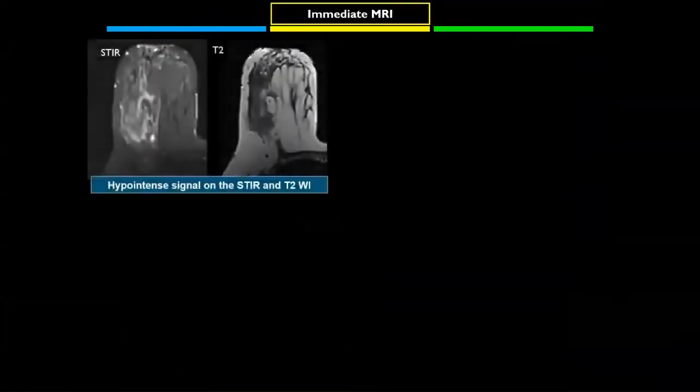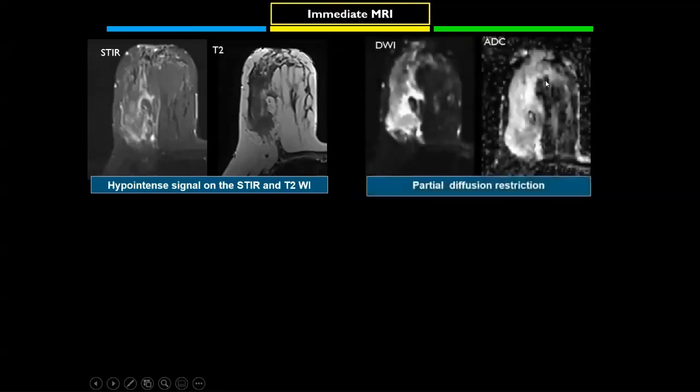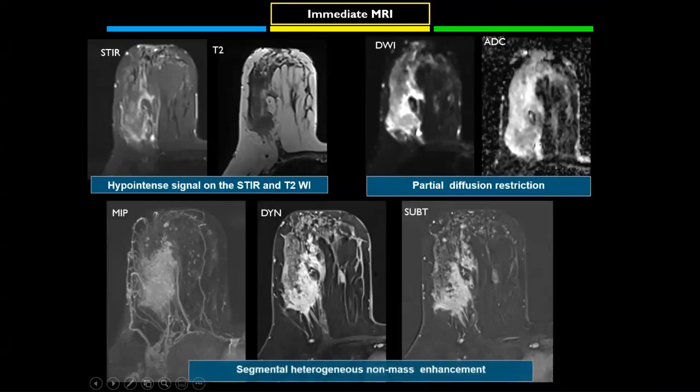She was immediately sent for an MRI examination because it was thought that she had a malignant mass lesion. The MRI showed a segmental area which showed a hypointense signal on both the STIR and the T2 weighted image. And this was a diffusion weighted image, which showed partial diffusion restriction. And when we injected the contrast, there was clumped segmental non-mass enhancement along the same area.